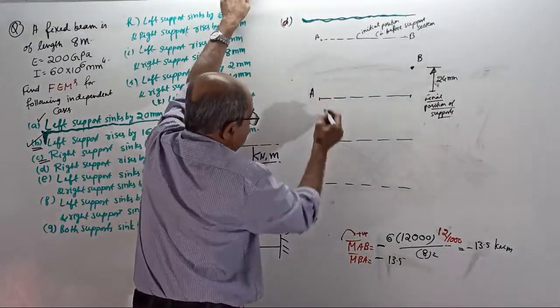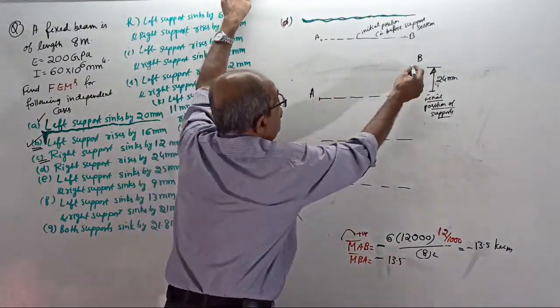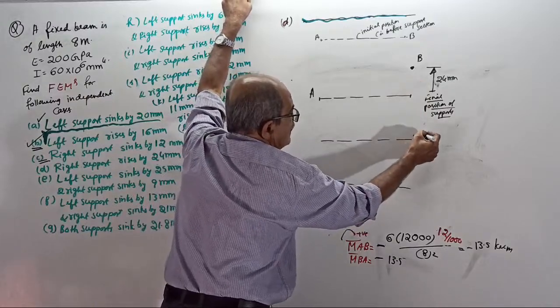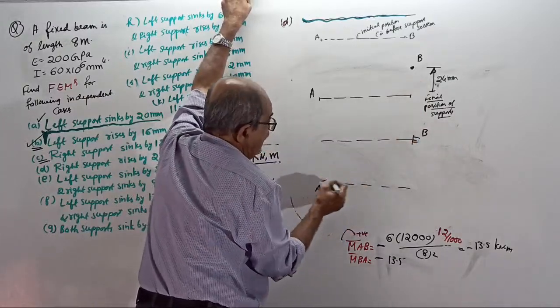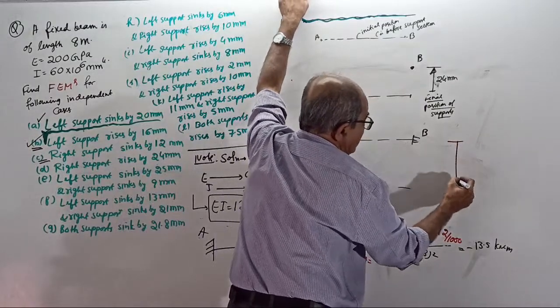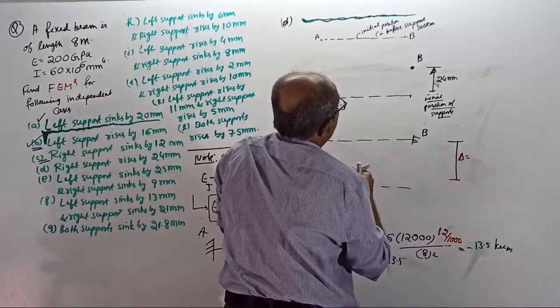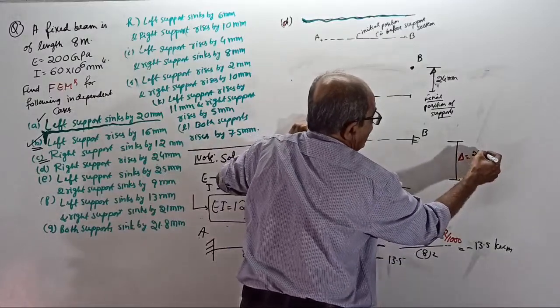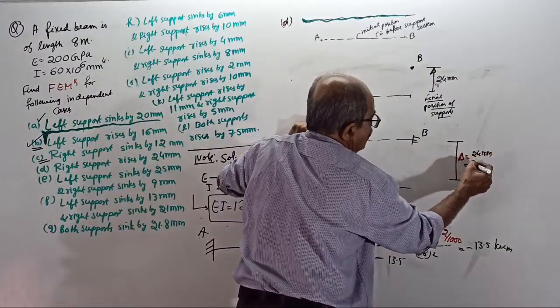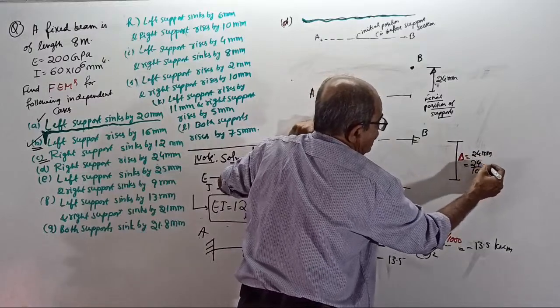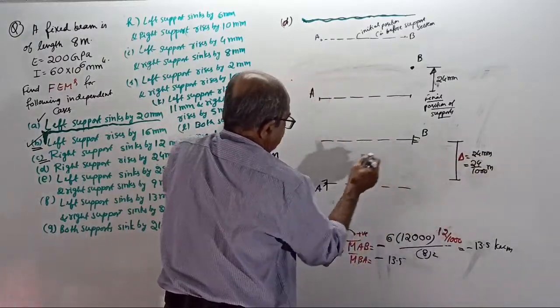Okay. Now, A is below, somewhere here. B is there. A is here, B is there. Somewhere here, project it and write delta equal to how much? 24 millimeter or 24 by 1000 meter. Elastic curve, see.